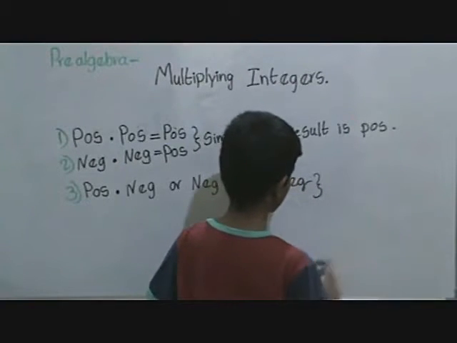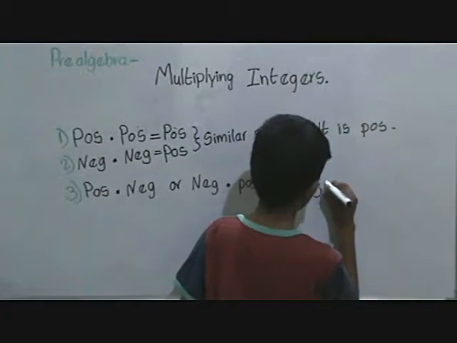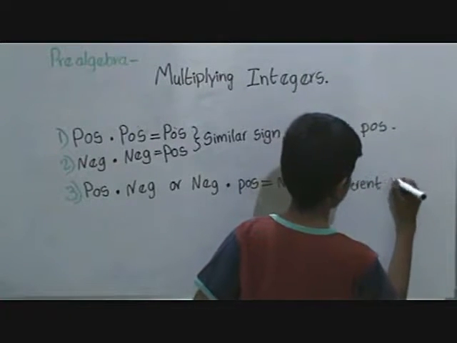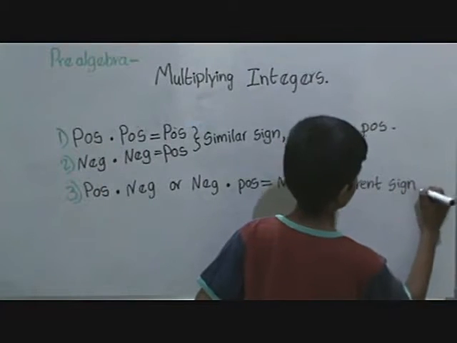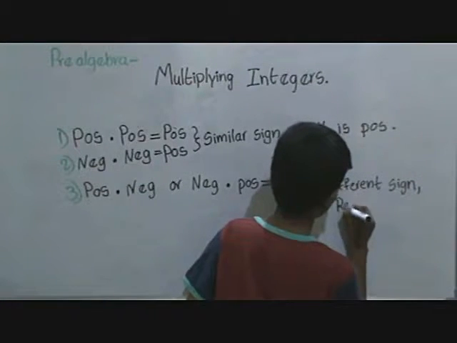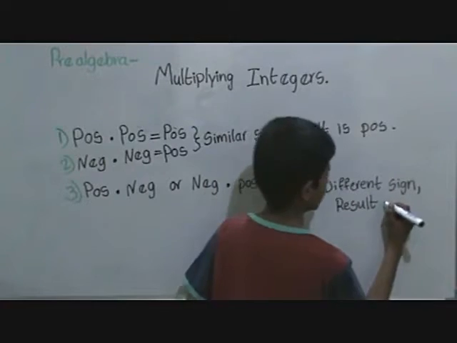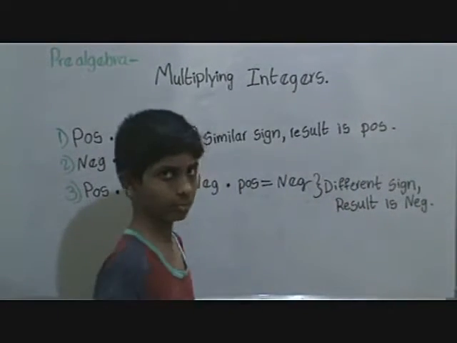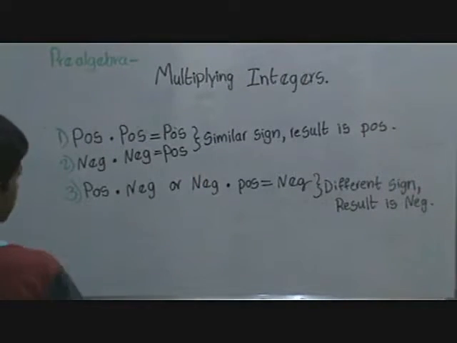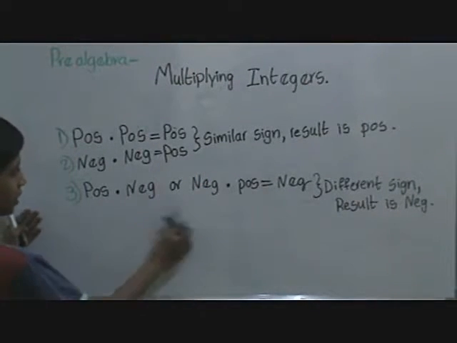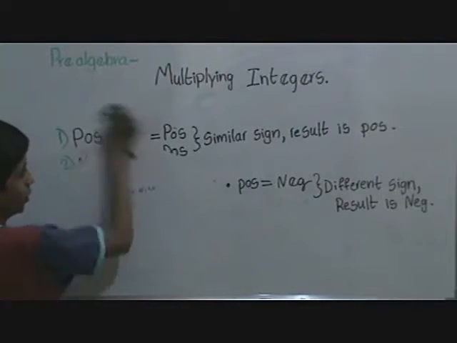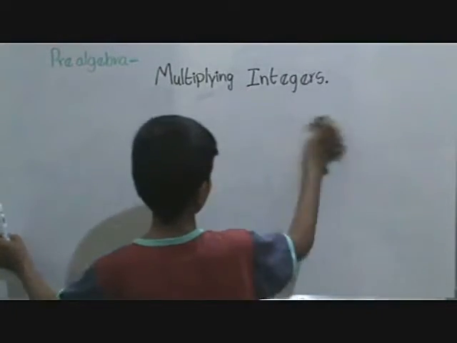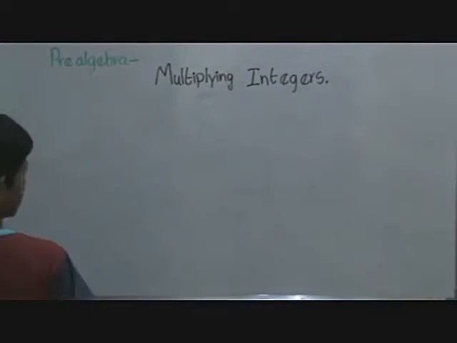Let me write it as a sentence. Different signs: if you have different signs, the result is negative. Okay? Now let us do some problems with these rules.